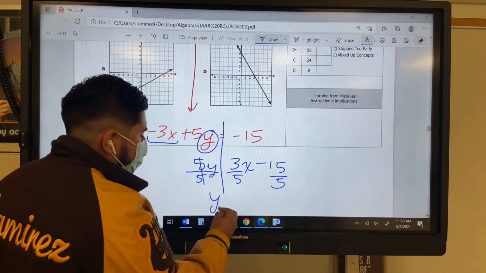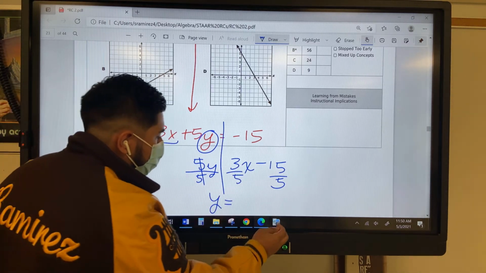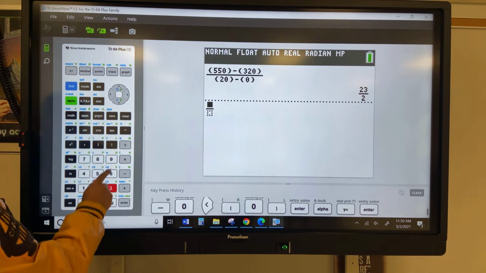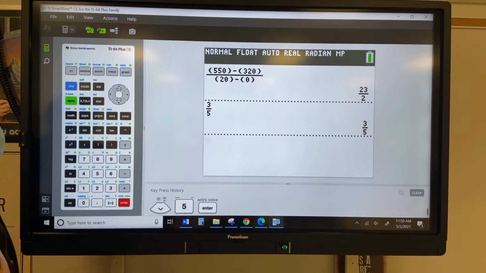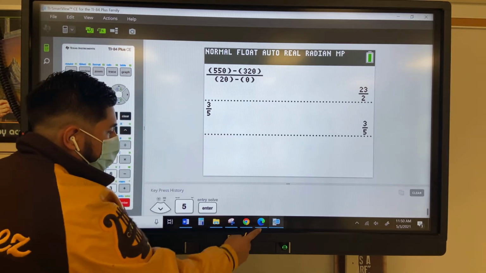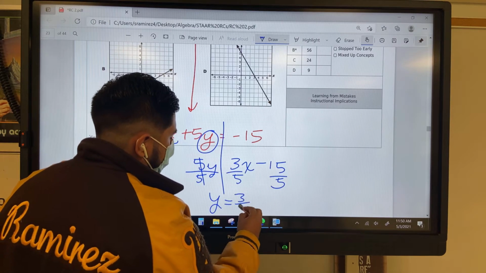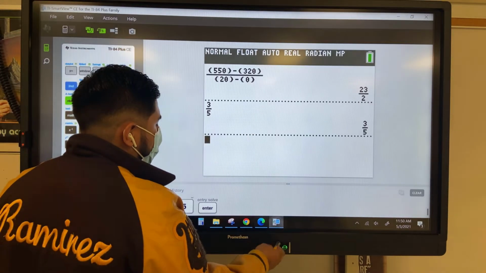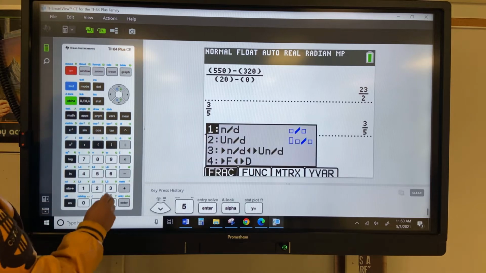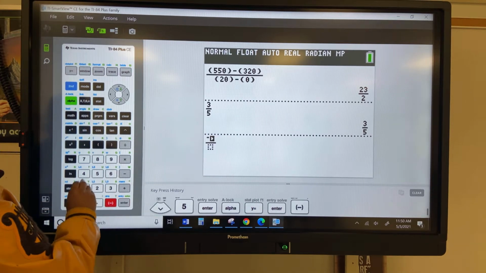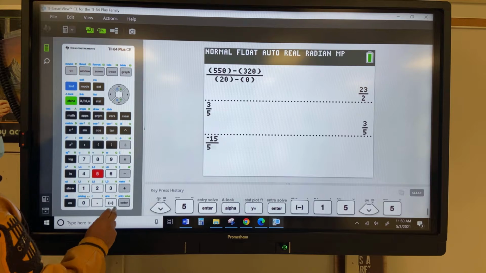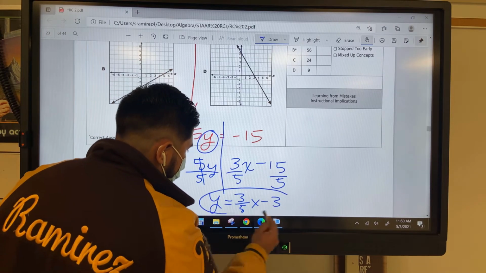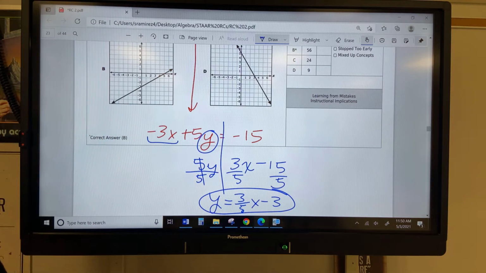Next, I got my y by itself. I can put this in the calculator. Alpha y equals enter just to check. 3 over 5. 3 over 5 stays. 3 over 5x. -15 over 5. Hopefully you can do division in your head, but that's okay if you can't. -15 over 5. -3. That's what I want. You can do this by hand.